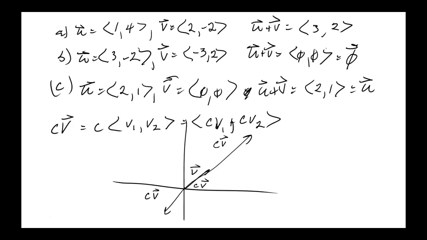Now, what if C were -1? What does that do for you? If this is the vector V, C of -1, then CV would be exactly the same magnitude as the vector, just in the opposite direction. Just like 3, -2 and -3, 2. 3, -2 would have been 3 units over here and 2 down, and -3, 2 would be -3 in this direction and 2 up.